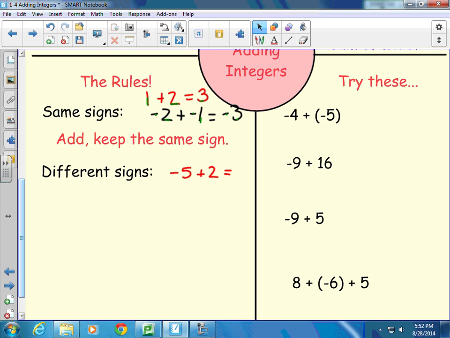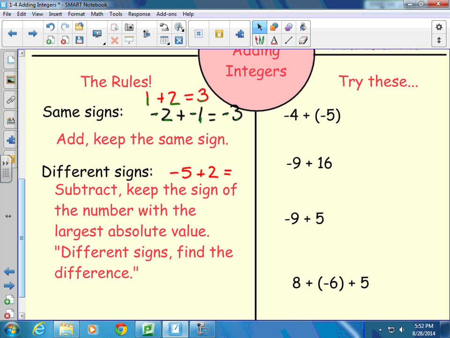Different signs, like I said. -5 plus 2, that's a little different. What you're going to do is actually subtract. Keep the sign of the number with the largest absolute value. Well, this is a little bit something we talked about yesterday. Absolute value, we know. So the absolute value of -5 is actually 5. So that's the larger one. If I take 2 away from 5, I get 3. Since I have 5 and there's technically more negatives, my answer is going to be negative.